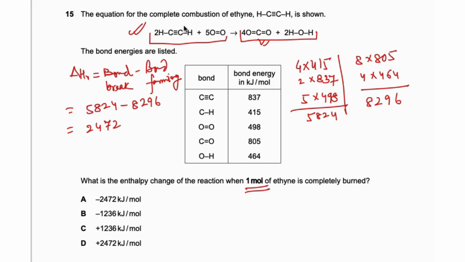But this is the enthalpy change of combustion of 2 moles of ethane. The question wants it for 1 mole of ethane, so it is divided by 2. So the final answer is 1236. It is exothermic, so it will be minus. So minus 1236 is the right answer, B.